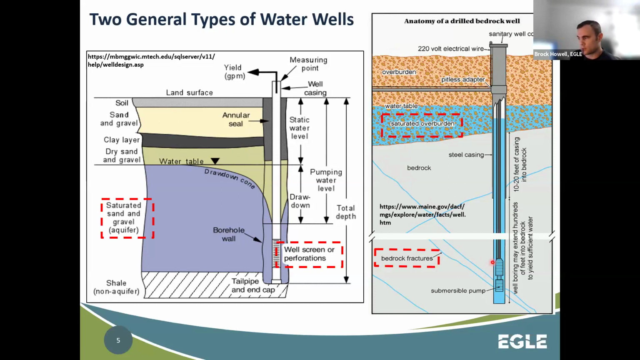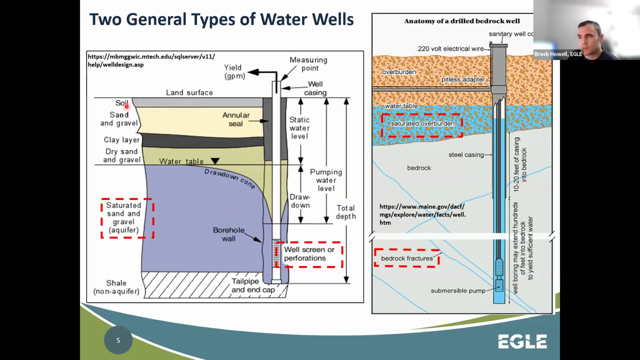And then for a bedrock well, the screen is placed and you're pulling from typically fractures or wherever water can move between the pore space. And for the unconsolidated or a drift type well, the screen portion would be within that unconsolidated granular material above any bedrock material.